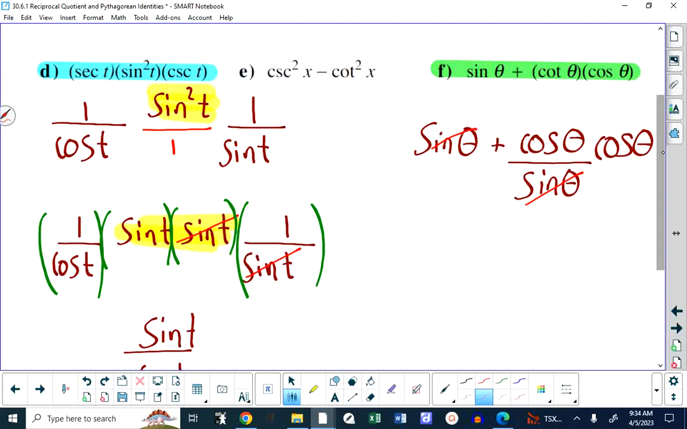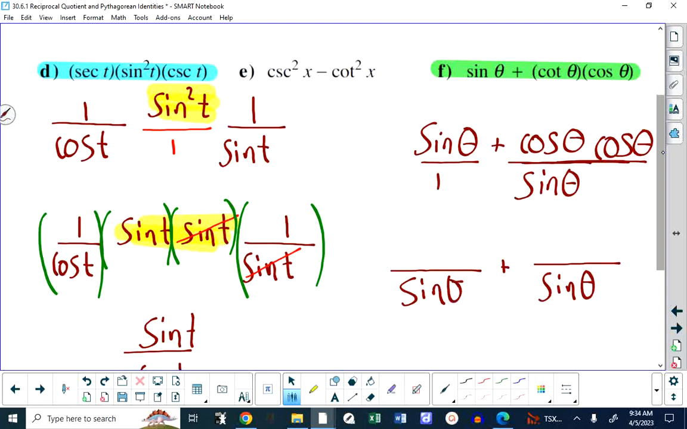Now, if there was another sine of theta on the top of this fraction, could I cancel it with that sine theta? Yes, because in that section I'm multiplying. But this is a case where you can't cancel the sines. What you need to do instead is look at finding a common denominator. This is over 1. This is over sine. Well, I can make this over sine if I multiply the top and the bottom of this by sine of theta.